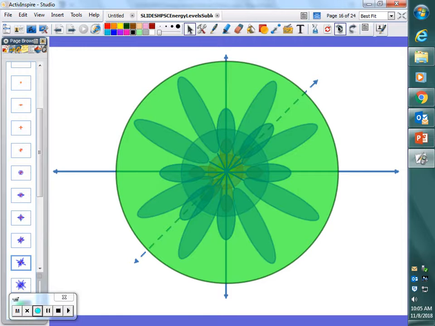What do you think the next shape that we put on this picture is going to be? An hourglass, right? What color is that hourglass going to be? It's going to be green. How far out is the hourglass going to go compared to the circle? A little bit farther than the circle, because hourglasses go a little bit farther than the circle.